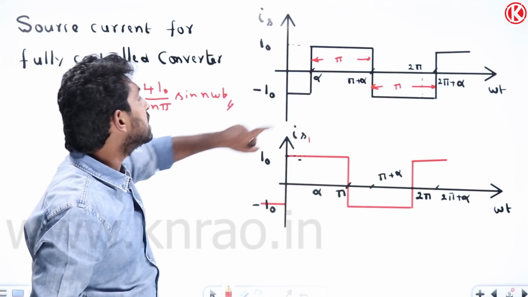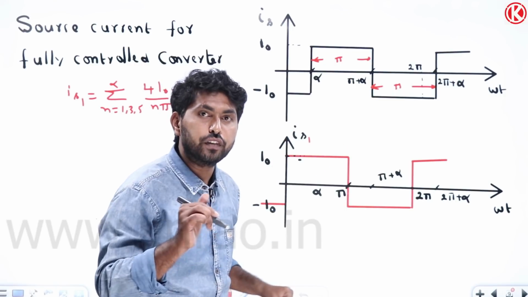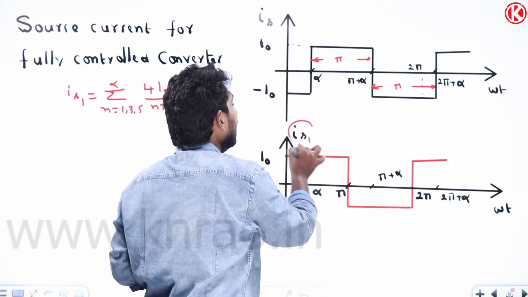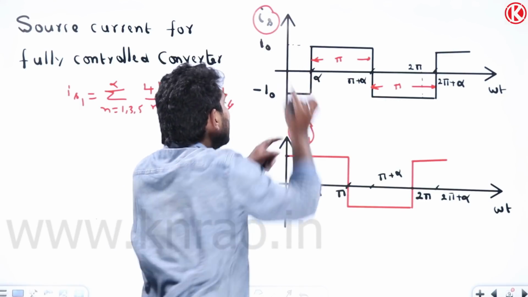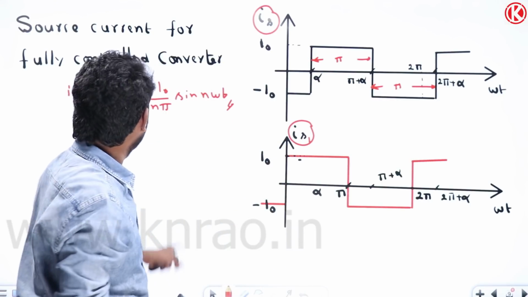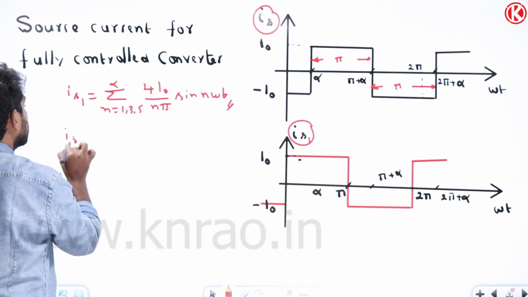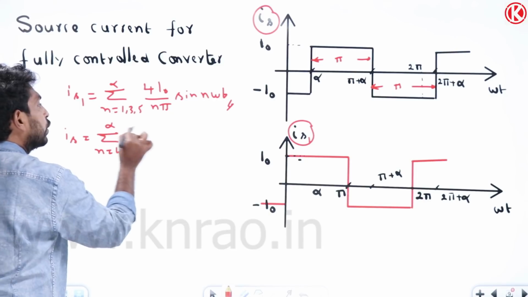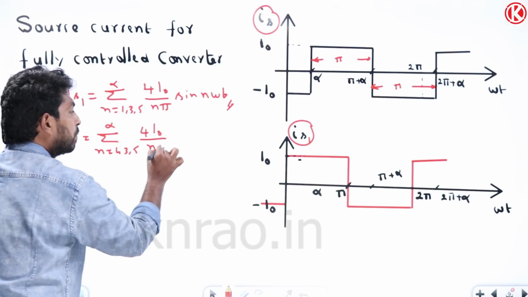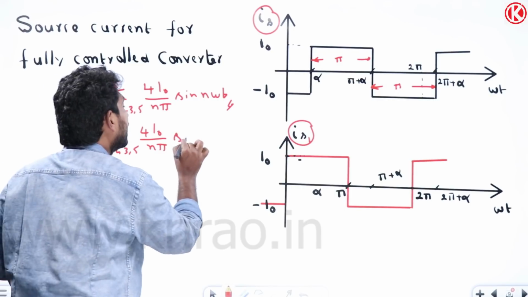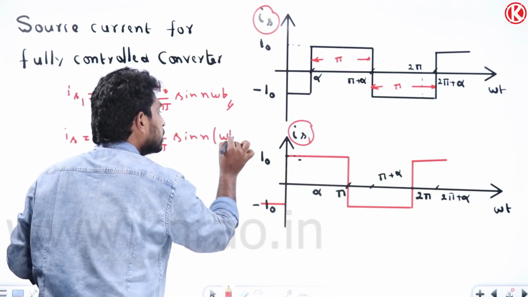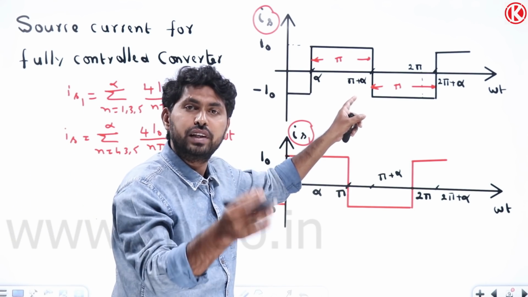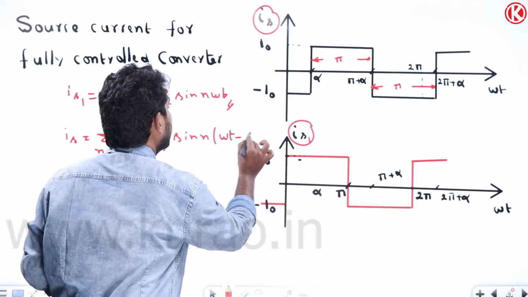So what value will change? If you observe these two waveforms, what is the difference here? This waveform IS lags IS1 by alpha. So let me write the IS expression. Here it will be sigma n equal to 1, 3, 5 to infinity, 4 I naught by n pi into sine n omega t. Now we need to decide whether to keep a plus sign or a minus sign. You should understand that: this waveform is lagging, and if it is lagging, we should keep the minus sign. So it will be the minus sign.